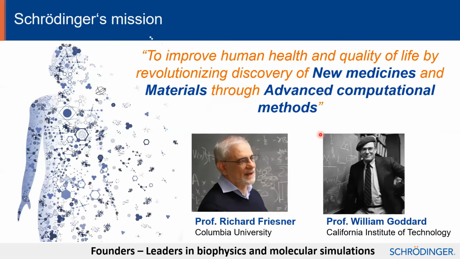Other than that, it is worth knowing where it started. When all those things started developing, industry started using it, in the late 90s. Then two scientists came together, Professor Richard Friesner and Professor William Goddard, from Columbia University and California Institute of Technology. They were really eminent scientists in the field, and they are still alive. They are the founders of Schrodinger's software. They thought, okay, this is the software which is the future, and they started developing the software, each module one by one.